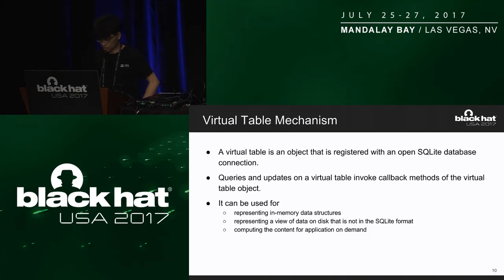There are callback methods for the virtual table. They are invoked on the object when you operate on the virtual table. This mechanism can be used for representing the in-memory data structures, or they provide a view of the data that is not in SQLite format. For example, they provide a view of JSON or C arrays. And they are more dynamic. They can be used for computing the content of the application on demand.